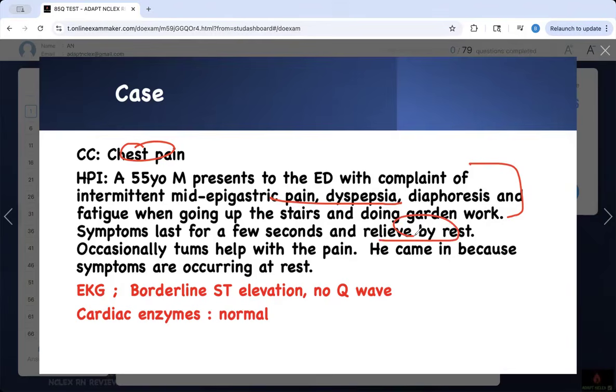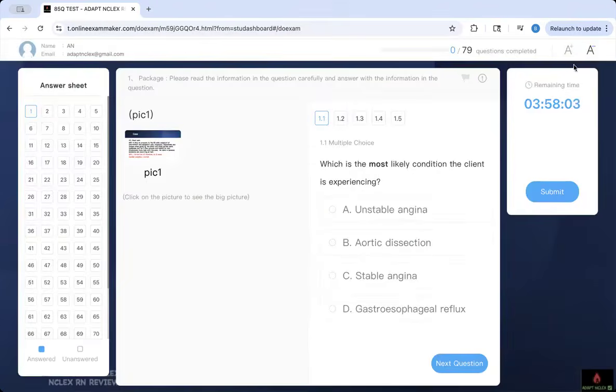Therefore, I know this is a cardiac problem. The EKG is confirming that. Therefore, any sentences in that question should confirm it. You stay with the first two sentences and use them to answer the question and figure out what the patient is having. Now, what is the most likely condition the client is experiencing?